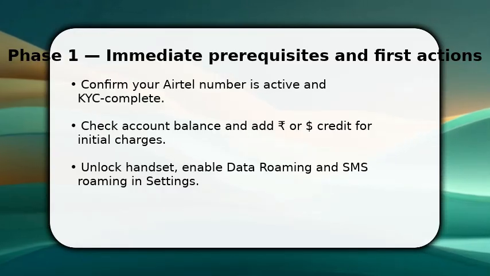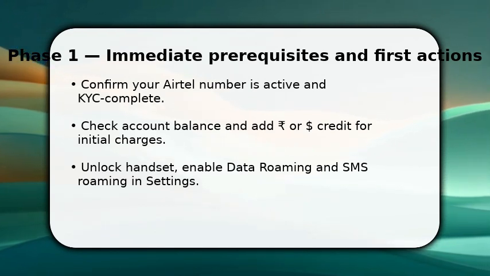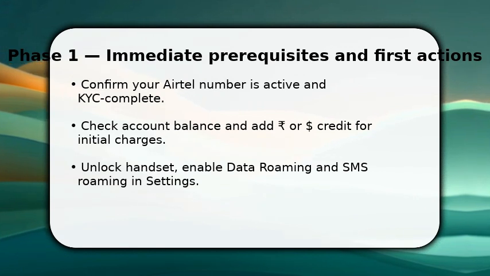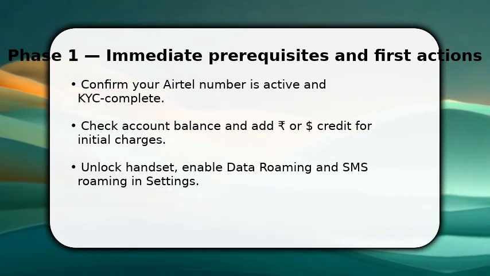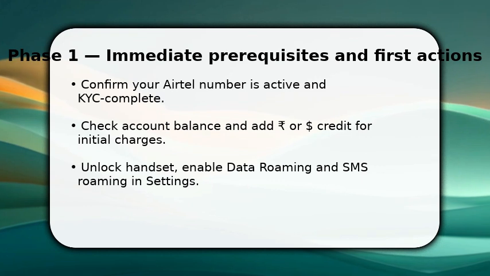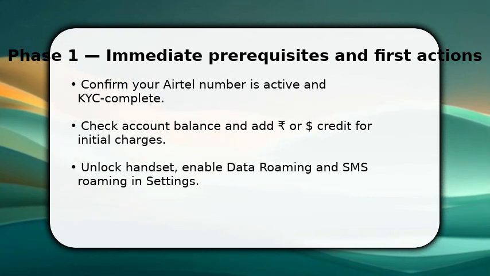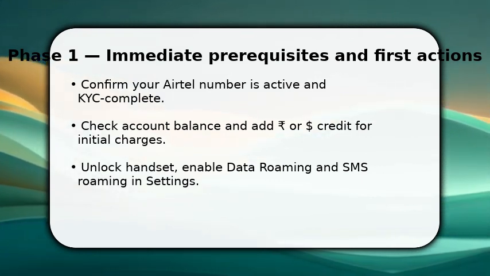You begin by making sure your line is eligible and funded. That avoids service blocks abroad. Once done, open the My Airtel app or dial the activation code to request international roaming. Make the selection for the country or global pass immediately so provisioning can start.